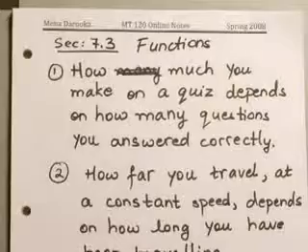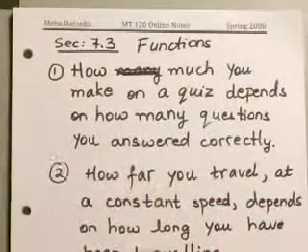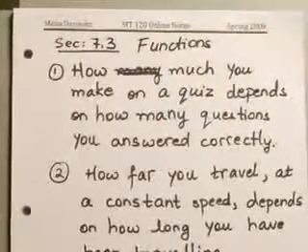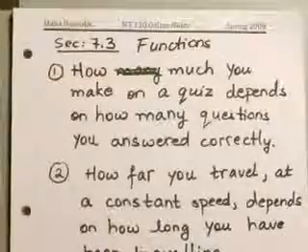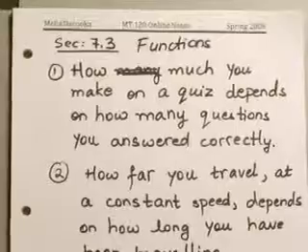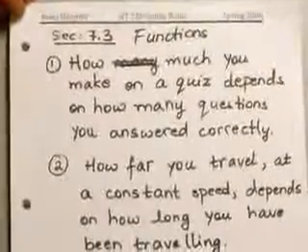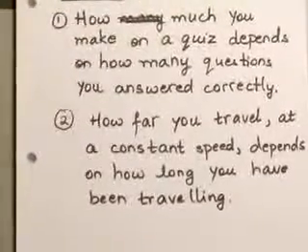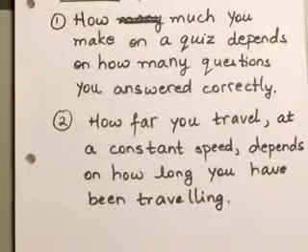The first one is talking about how much you make on a quiz depends on how many questions you answered correctly. So of course, if you had a 20 question quiz and you answered 10 questions correctly, then that would give you how much you made on that quiz. The other scenario we have here is talking about how far you travel at a constant speed depends on how long you have been traveling.